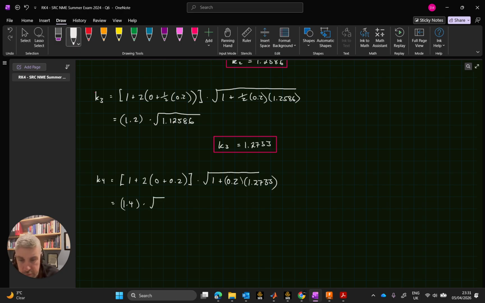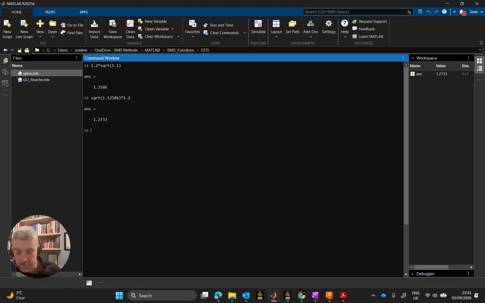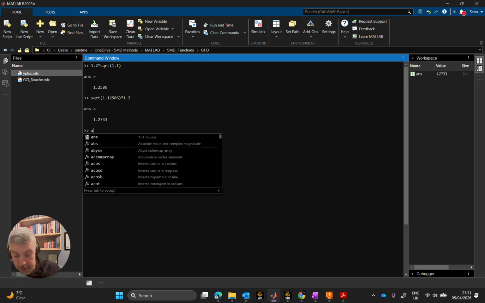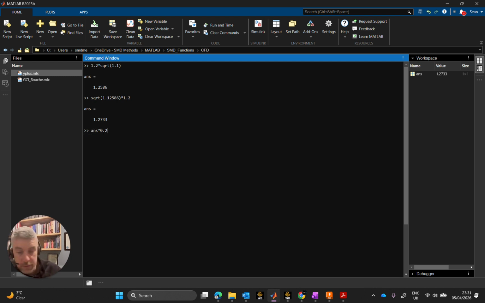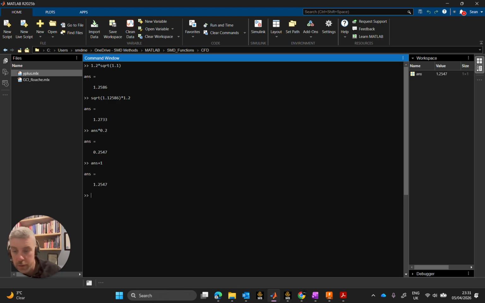times the square root of that there. So we're going to take a fifth of that plus 1.2733. So we're going to take the answer multiplied by 0.2 and then do the answer plus 1. That's 1.2547, and we want the square root of that answer, which is 1.1210.